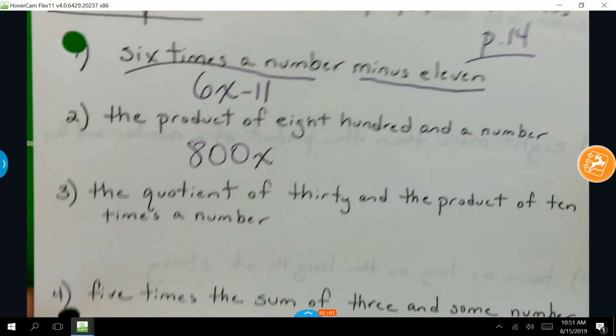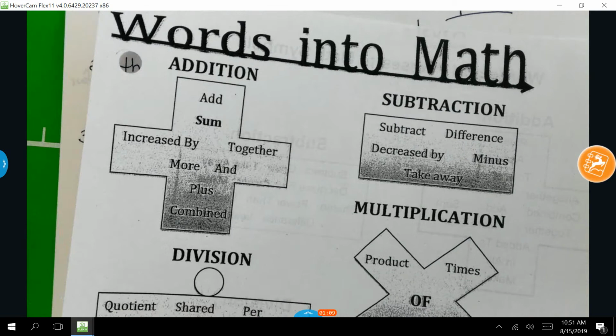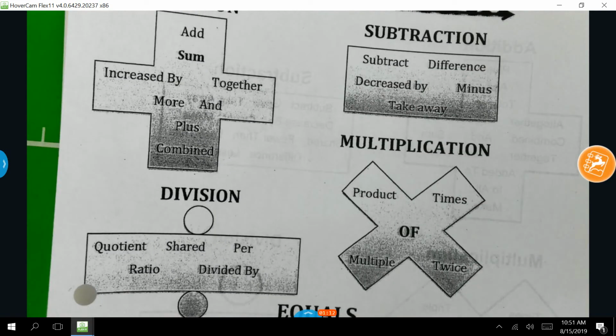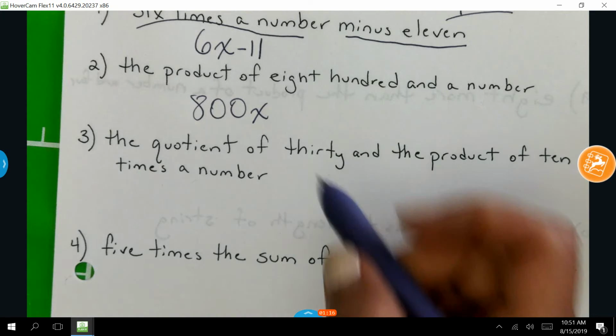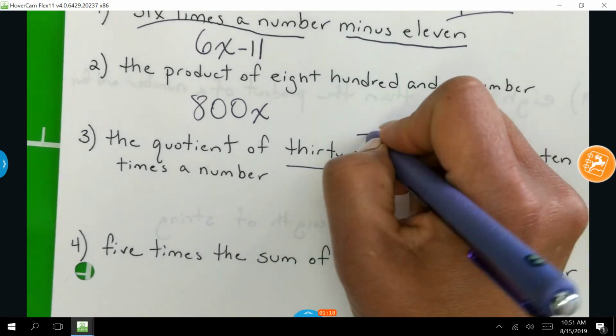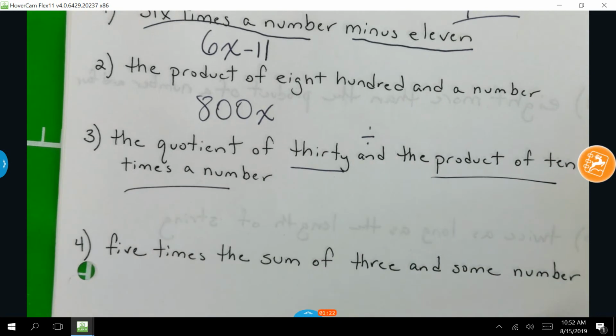The quotient tells you to divide. What if you're like, oh gosh, I don't remember. Remember this sheet you got yesterday? Okay, front and back. There's lots of things. 30 is one part of the quotient, and then the product of 10 times a number.